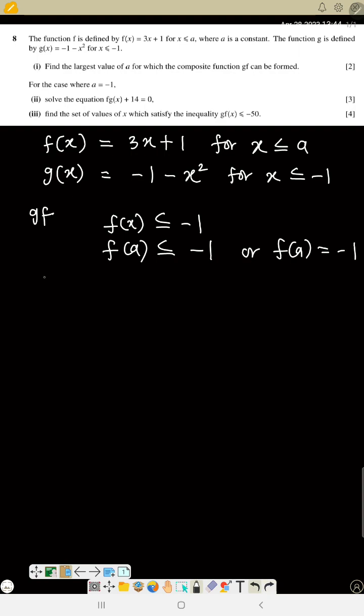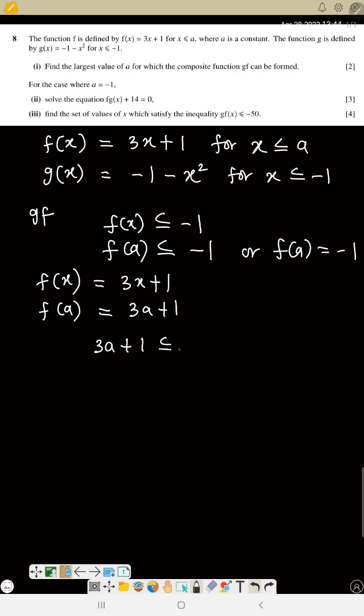So now, what is f of s? F of s is given as 3s plus 1. Then what is f of a? Anywhere you see s, put a. That is 3a plus 1. So now the largest value of a we can get here is 3a plus 1 less than or equal to minus 1. So any value of a I get here will be the largest value of a for which the composite function gf can be formed, because g depends on f here, because f is inside g.